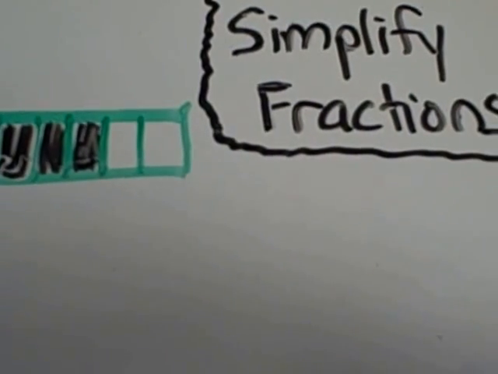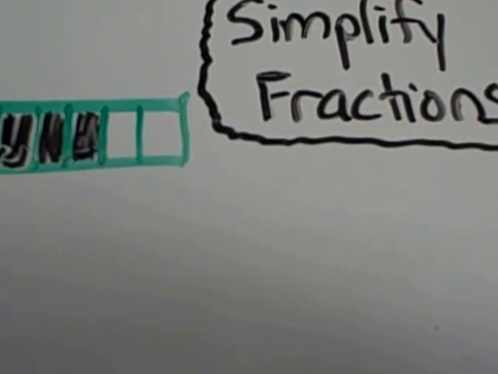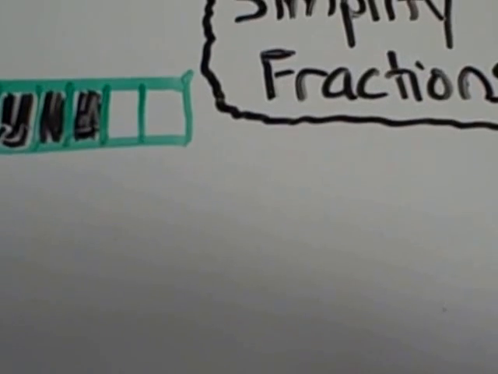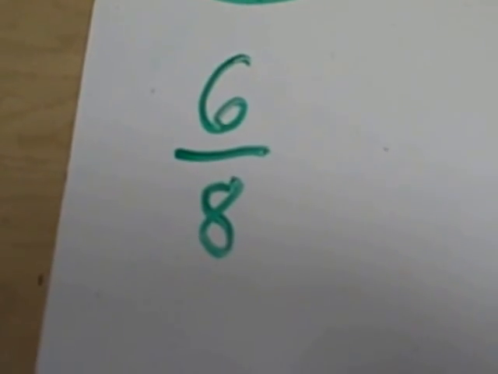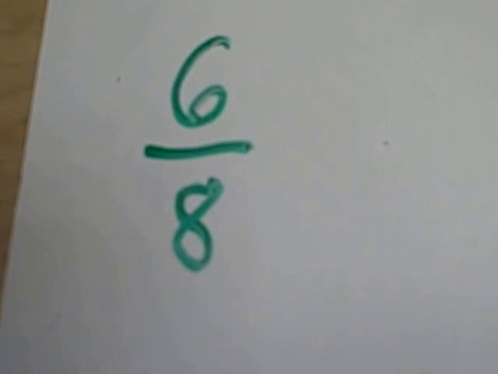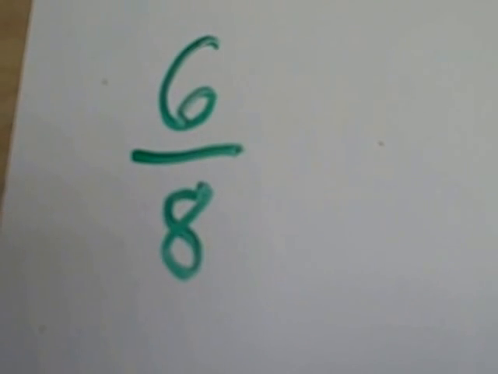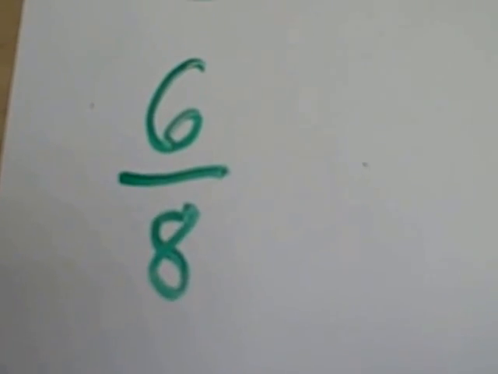So today we're going to simplify fractions. Simplifying fractions means that if you have a numerator and a denominator, such as 6/8, that can be divided by equal amounts on the top and the bottom, then it's not simplified and you can simplify it. I'll show you an example right now.